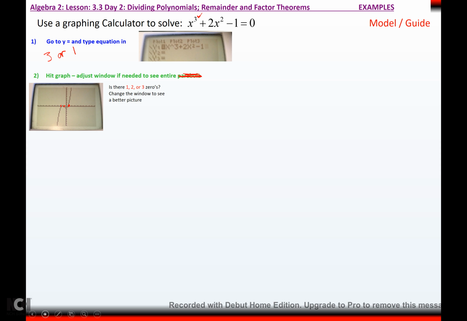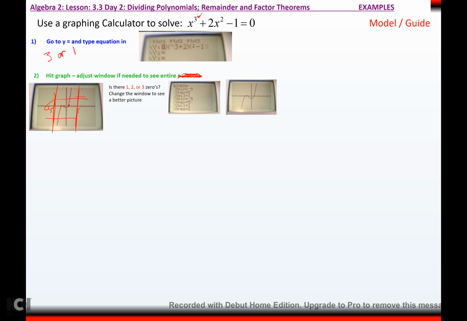So I need to change the window, and I want to zoom in on here. I don't need all this empty space. So I'm going to change my x's to go from maybe -5 to 5. And again, I really don't need all this empty space up here. I want to see, does it really come up more than I can see with the naked eye there. So I want to zoom this in as well. So I'm going to pick a window. I changed my x's to go from -5 to 5, counted by 1s, and I changed my y's to go from -5 to 5 and counted by 1.